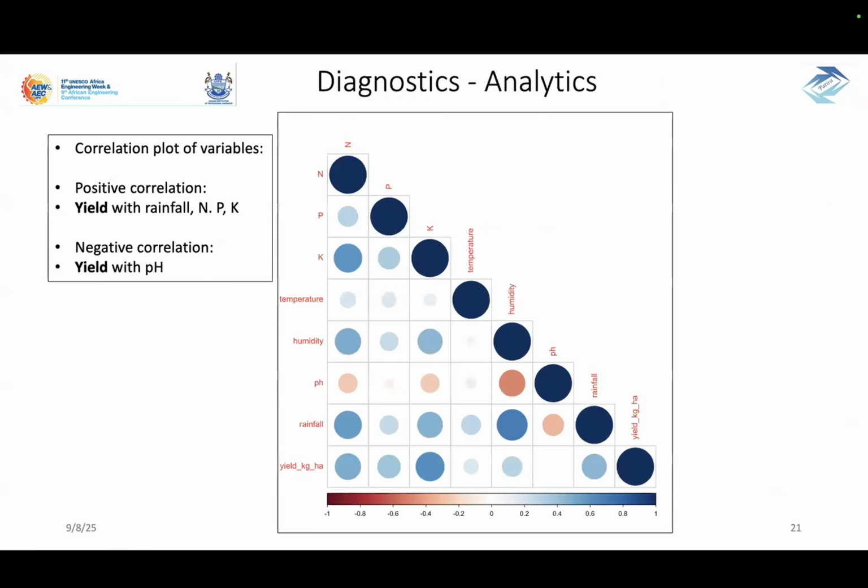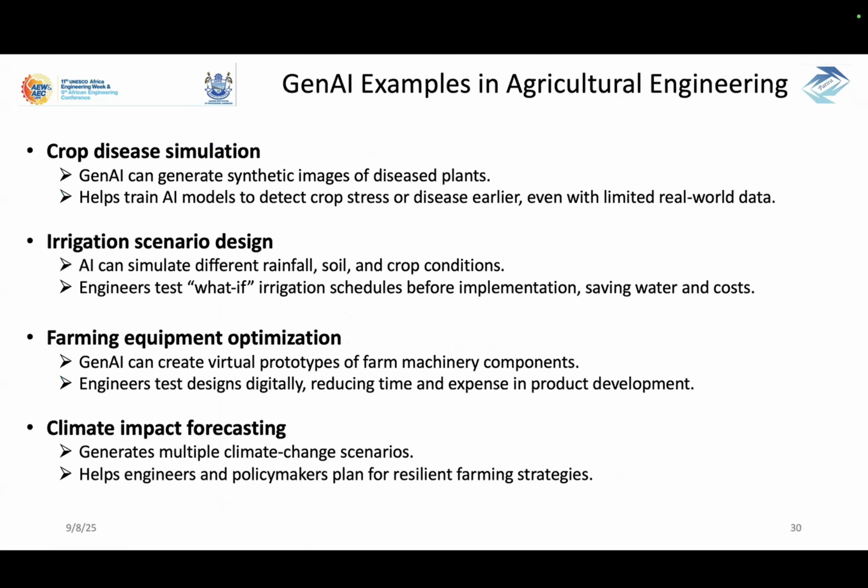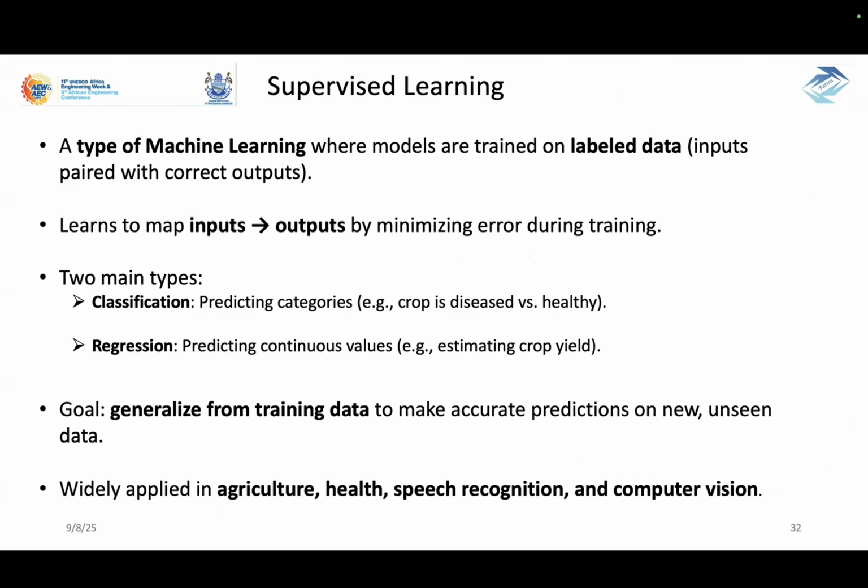Okay, let me go back here. So we have classification, predicting categories. Example: crop is diseased versus healthy, or our yield was high or low. But in the regression problem, you're predicting what? Real numbers. So the goal is to generalize from your training data to make accurate predictions on new or unseen data. This is widely used, of course, in agriculture, health, speech recognition, and computer vision. That's supervised learning.